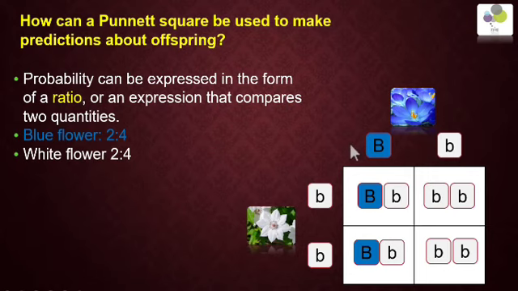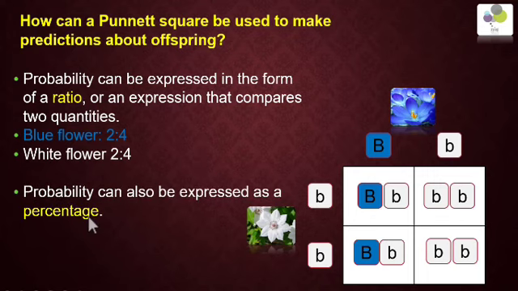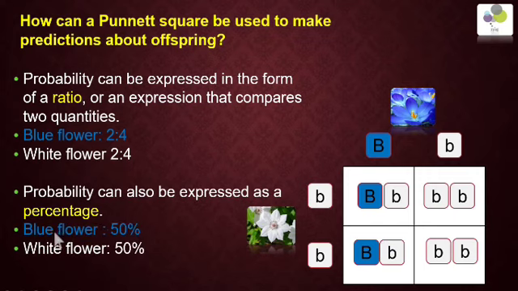What if we are talking about the probability in the form of a percentage? How many percent of blue flowers in this given cross? Simply, we can find it like 50-50. So the blue flower is 50% and the white flower is also 50%.